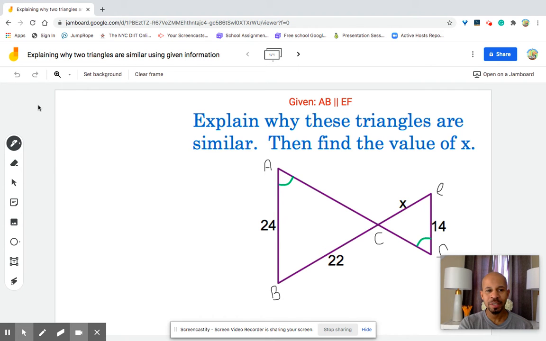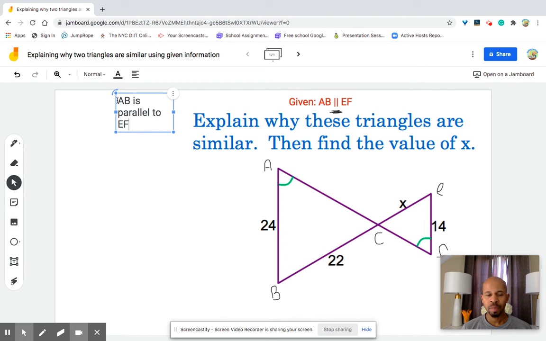We're going to get into an example of explaining why two triangles are similar. We're going to do this through this example that you're seeing on my screen. In this case, we're told that AB is, I don't know if you remember this symbol right here, but this means parallel. So I'm going to write this in words. I always like to translate situations with symbols to words. So AB is parallel to EF.